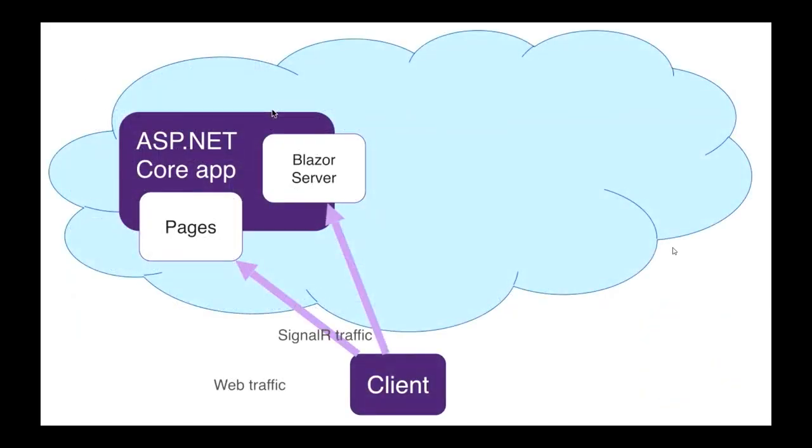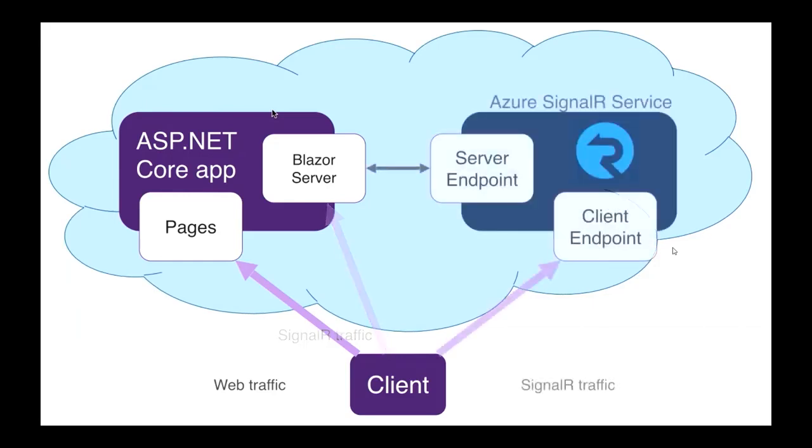So how to visualize this and how to think about the role of the SignalR service. You've got your ASP.NET Core app there. You're serving some pages, and you're doing server-side Blazor. If you're not using the SignalR service, then all of your web traffic and all of your SignalR traffic is going directly to your app. If you add the SignalR service, then your web traffic is going to your app. Your SignalR traffic is going to the Azure SignalR service, and it's sort of just getting bounced back to your app. That's that grayish arrow in the middle there.